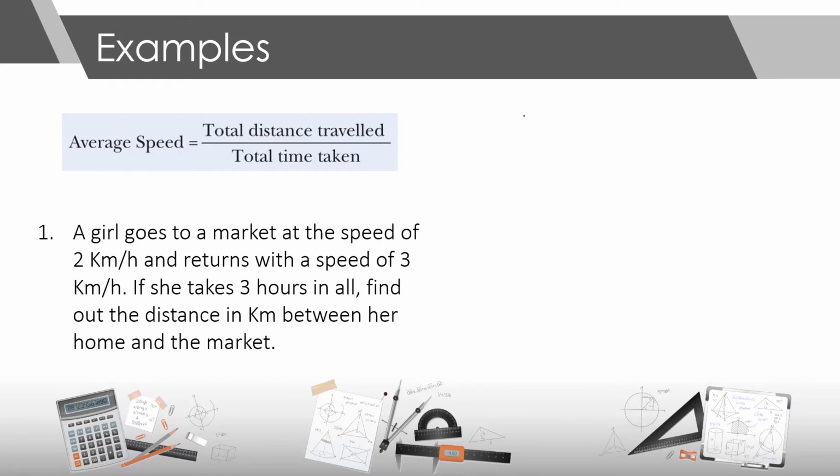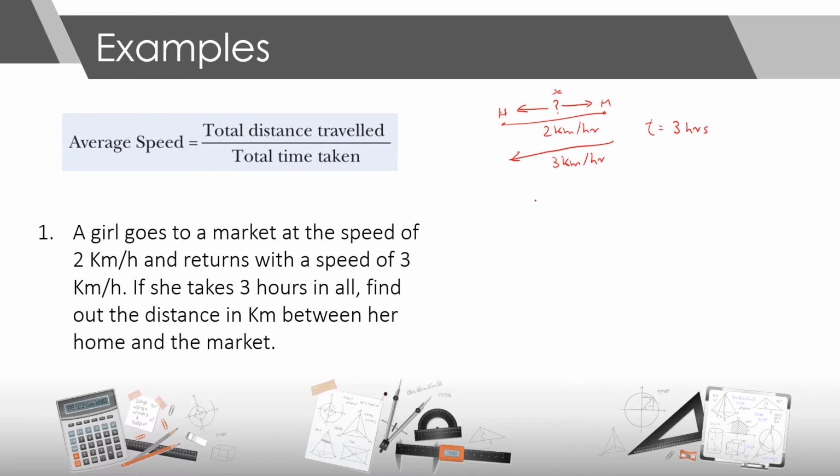Now let's take another example. A girl is going from her home to the market and initially her speed is 2 kilometers per hour, and when she is returning from the market to her home, her speed is 3 kilometers per hour. The total time she is taking in this whole journey of going from home to market and coming back from market to home, she is taking 3 hours for this whole journey. We have to find out the distance between her home and the market. Suppose the distance between her home and the market is x.